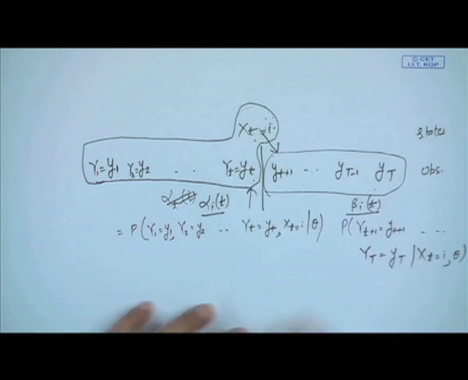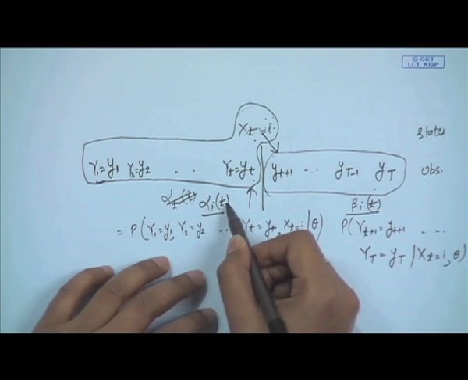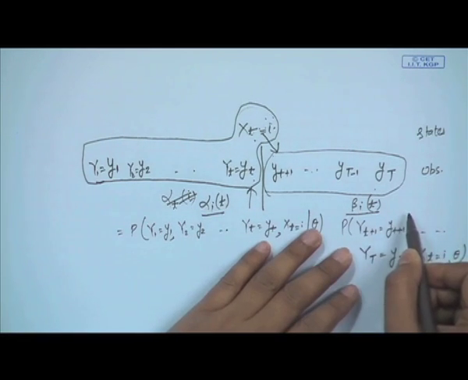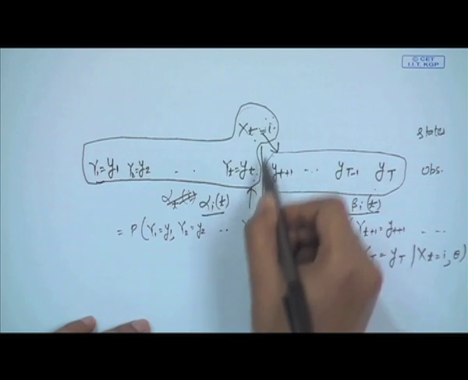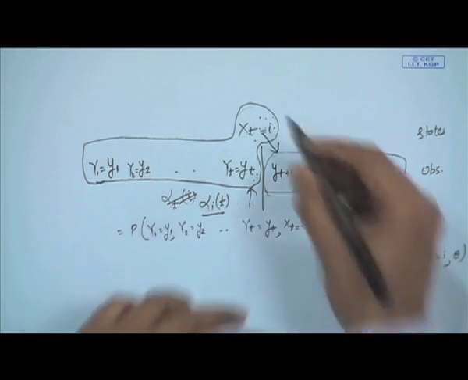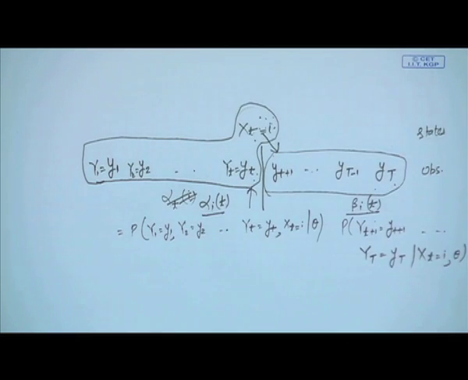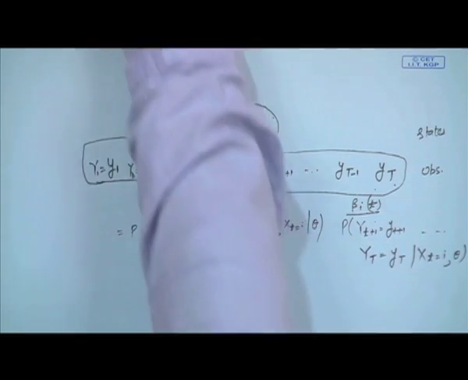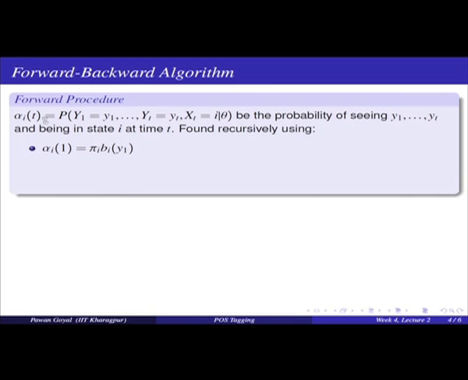In this state I have the forward probability alpha it and a backward probability beta it. Alpha it is this particular sequence and the state, beta it is the ending sequence given this state, the previous state xt is equal to I. So this is my alpha it.